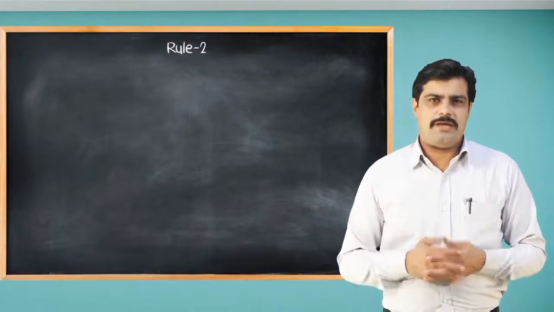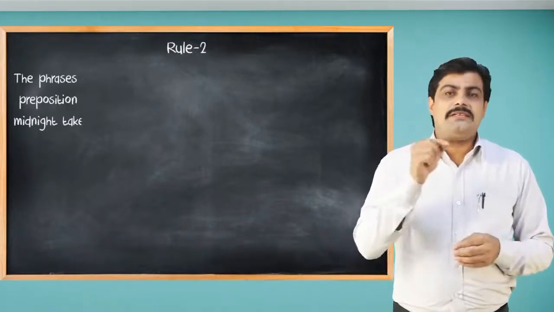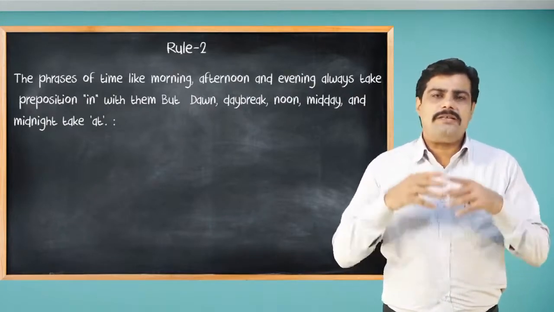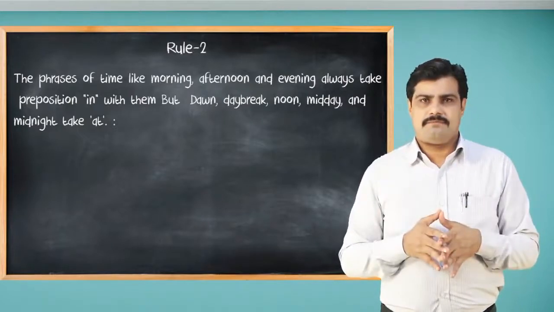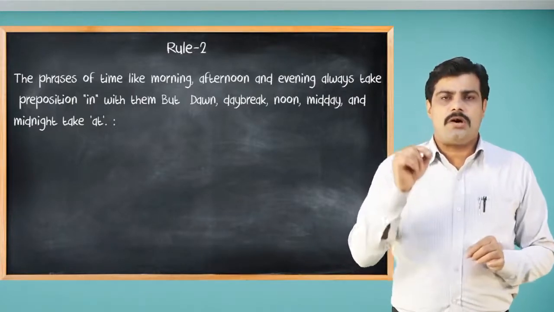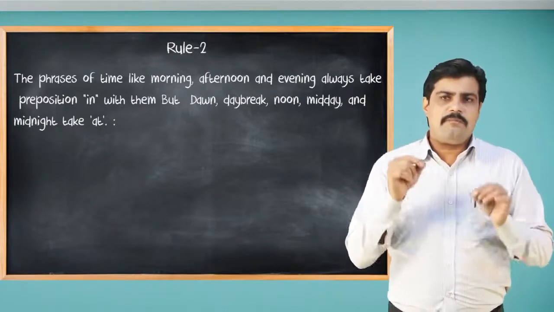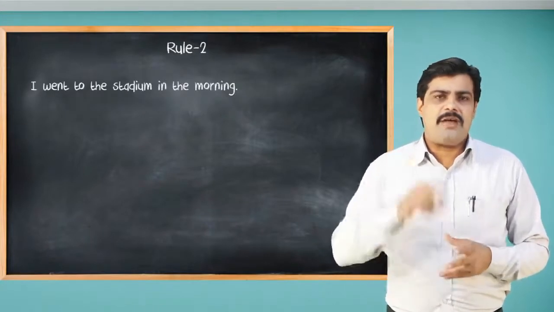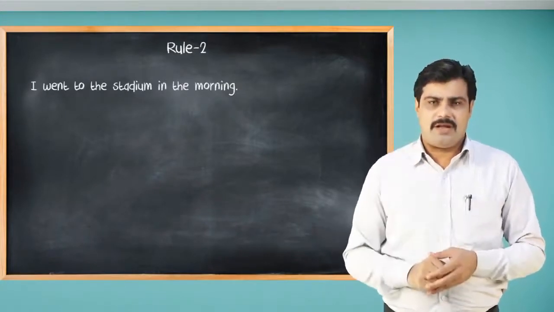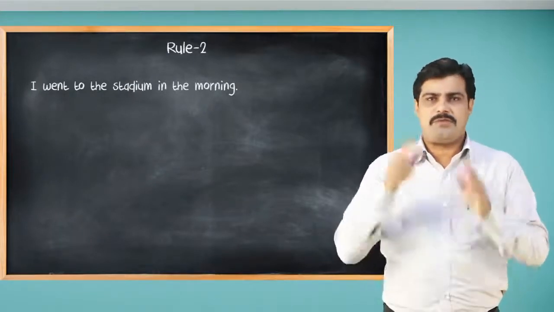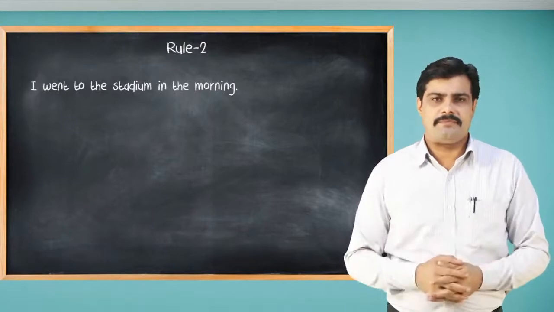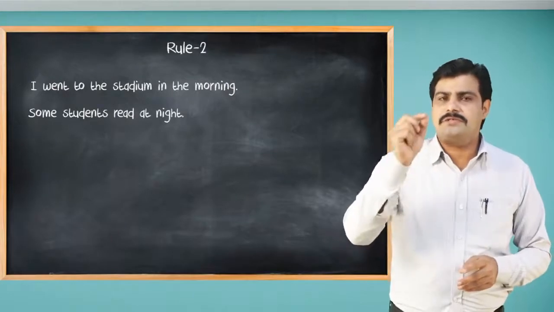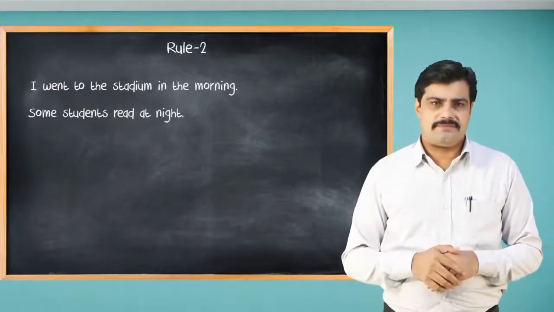Rule number 2 is equally important. The phrases of time like morning, afternoon and evening always take preposition in with them. But the other expressions such as dawn, daybreak, noon, midday and midnight take at. Let's see the very first sentence. I went to the stadium in the morning. Now the preposition in is right here because for morning we use in. Another sentence, some students read at night. For night we have used at, so it is right.